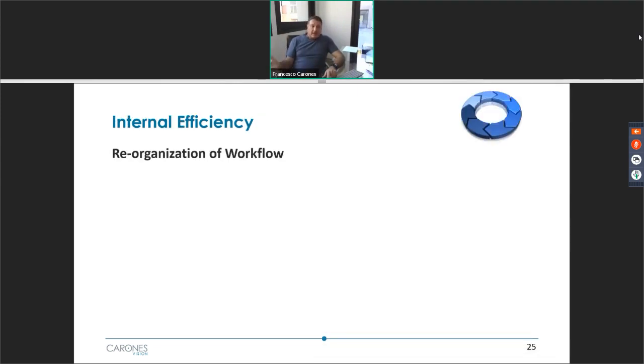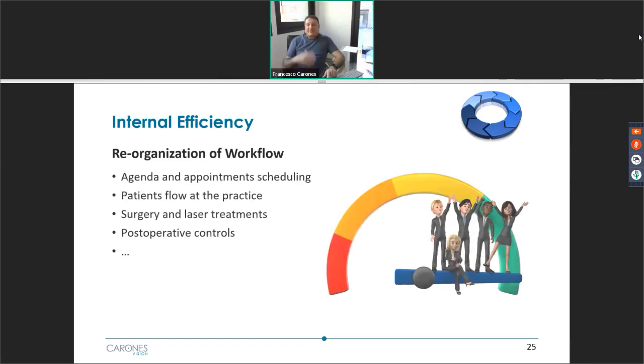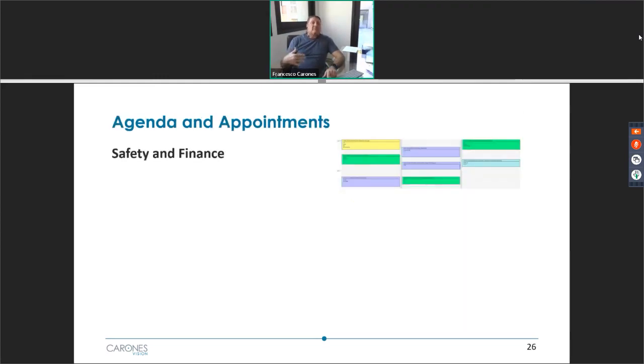And finally, as you said, the fourth point is internal efficiency. So reorganization of the work, everything has changed. So the agenda has changed in the way we schedule patients. The flow of the patients in the practice is totally different. Surgery and treatments, as well as post-operative controls, are scheduled and done differently. Here are some things that we implemented.